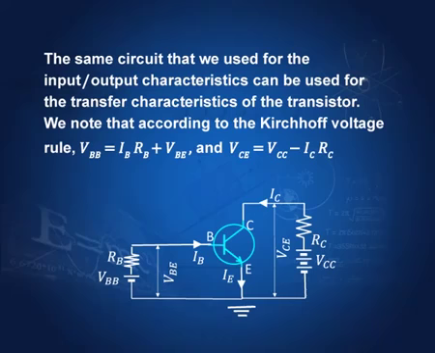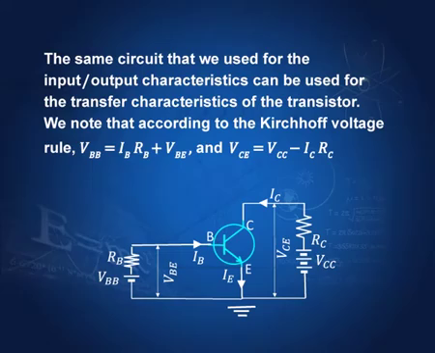The same circuit that we used for the input output characteristics can be used for transfer characteristics. That is, we will take one parameter on this side, one parameter on this side. They are known as transfer characteristics. And what do we plot? We plot the output voltage against the input voltage. So, what is the input voltage and what is the output voltage?